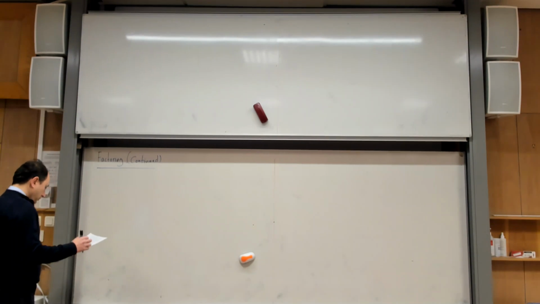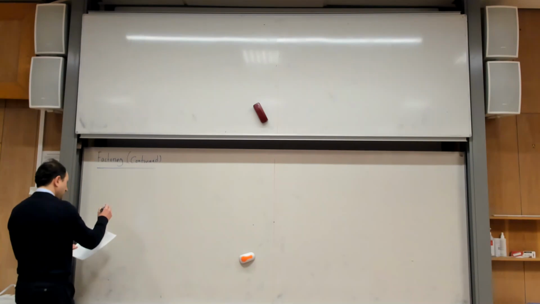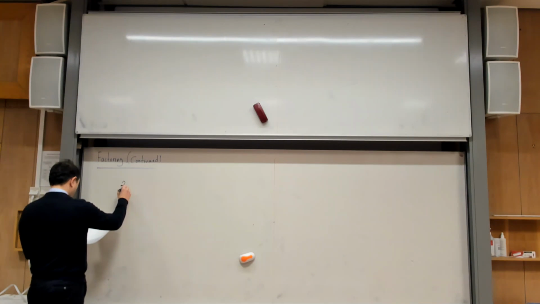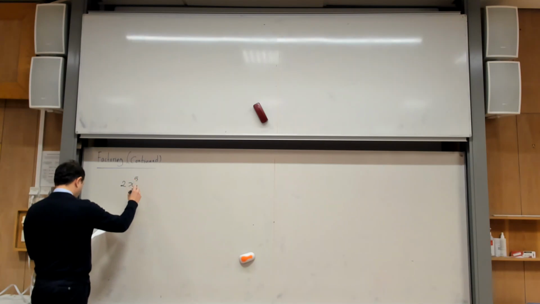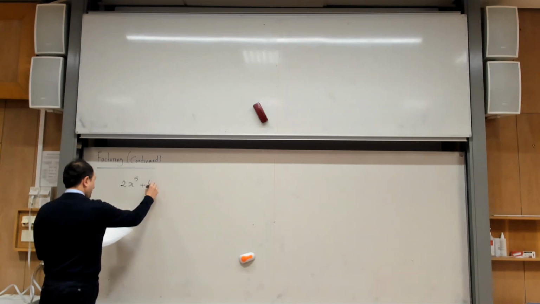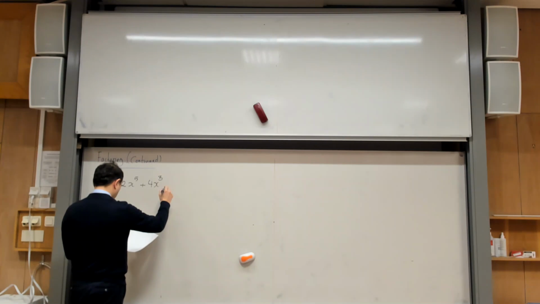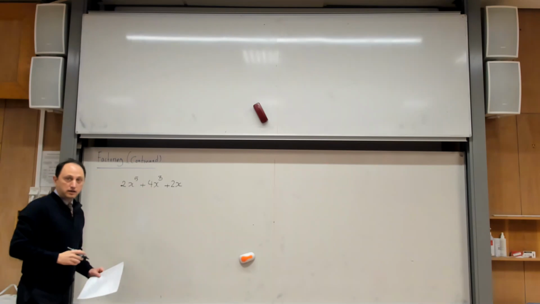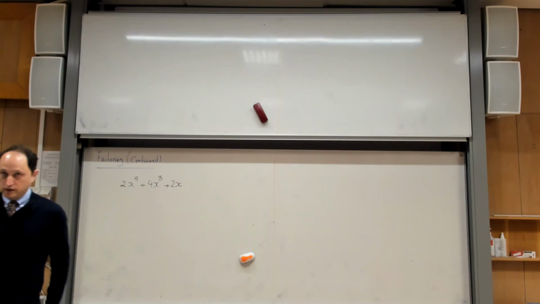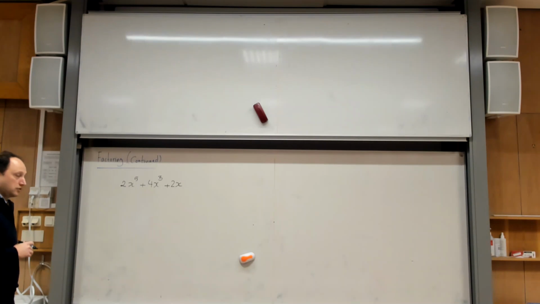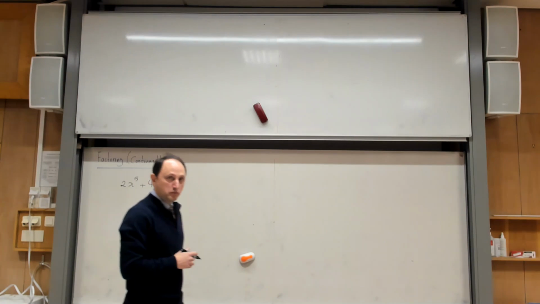For example, I give you: factorize this. So 2x to the power of 5 plus 4x to the power of 3 and then plus 2x. I give you this and I ask you to factorize that, and I always mean factorize as much as possible, even if it is not explicitly mentioned, yes?